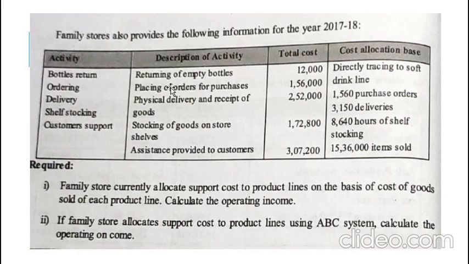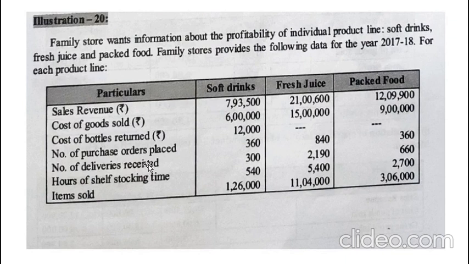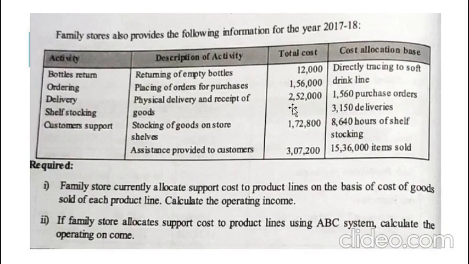As they have given here, they have given us each activity and the cost for it, and they have given the number of purchase orders, that is cost allocation based total purchase orders. And if you look into the first page of the question, it is also given the number of purchase orders for soft drink, fresh juice and packed food. So the number of purchase orders placed is 360 plus 840 plus 360, which will give you 1560 orders.